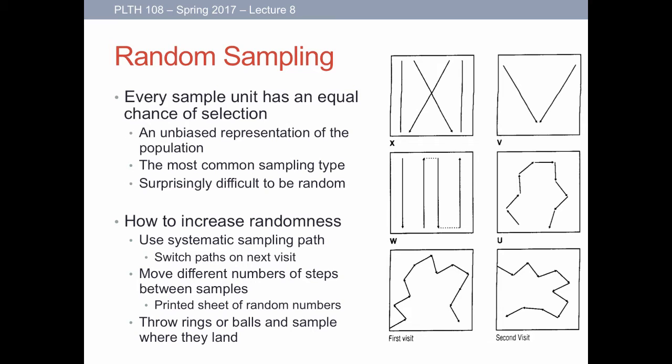On the flip side, some people will just go out there with a tennis ball, and they'll throw it, and they'll walk over to wherever the tennis ball landed and sample the plant that's closest to that. It's just a way to build in some randomness.